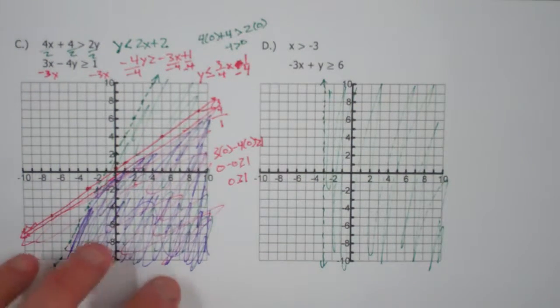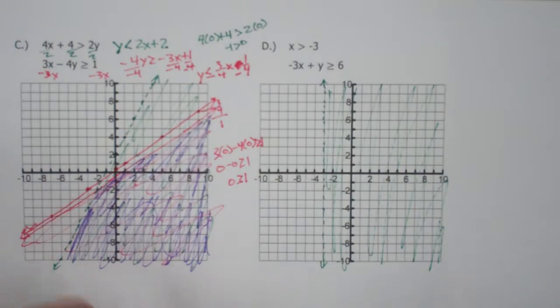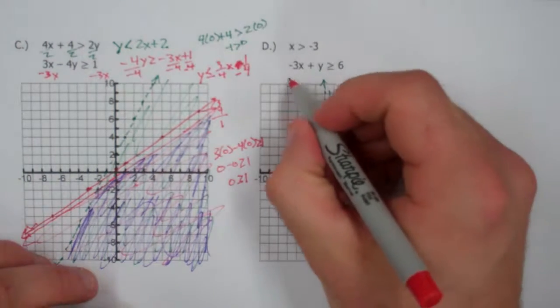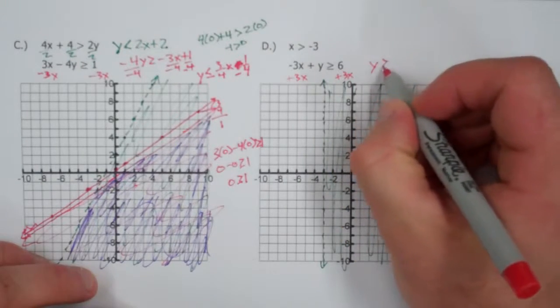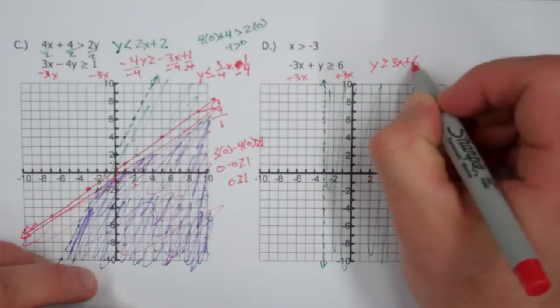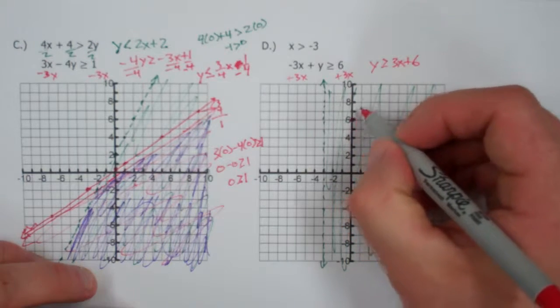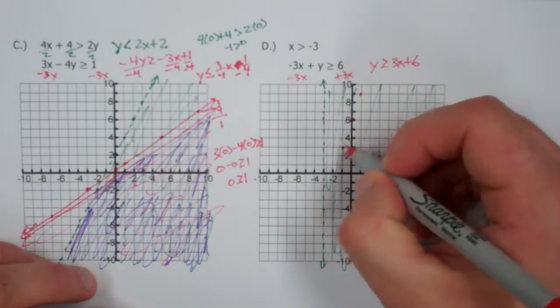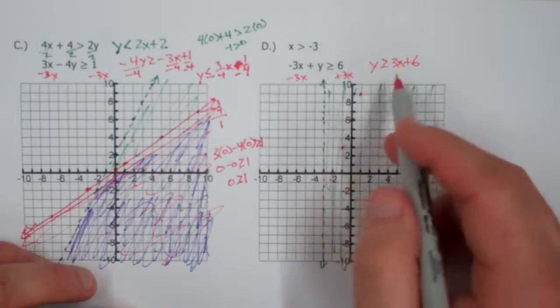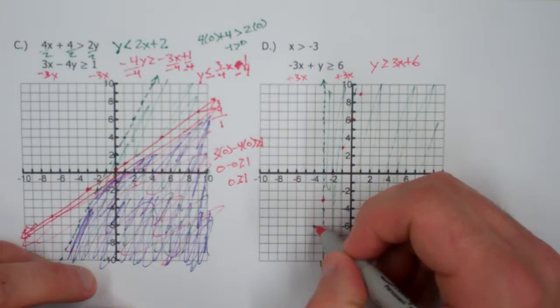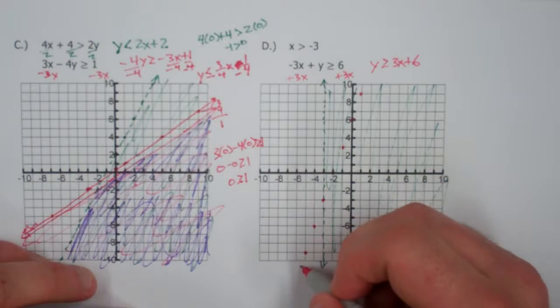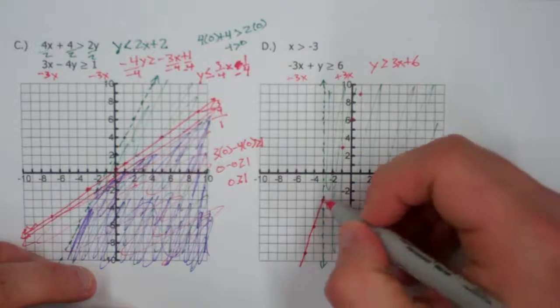And then the next one here, of course, we'll do the second one in red. Let's see, we just have to add 3x to each side. So we've got y is greater than or equal to 3x plus 6. So there's our 6. There's our slope of 3. And when we draw the line, it's going to be a solid line. Go down 3, left 1. So we'll just draw a nice line right here.